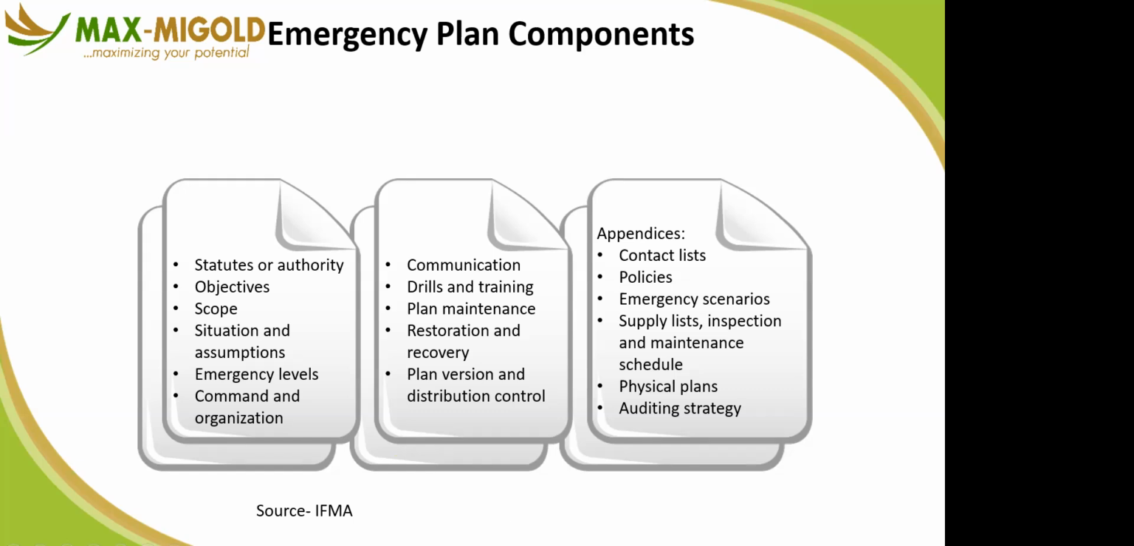That's clearly defined. Use and training has to be planned. Your maintenance has to be planned, recovery and restoration, the version control, and things. So on the appendix, adjoining documents, we should put the contact list of the people, the policies that are impacted, the emergency situations or scenarios, and of course the supply list and things like that. And we need to carry out the audit of the strategy. Next slide, please.